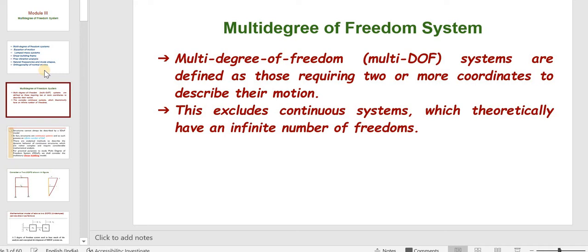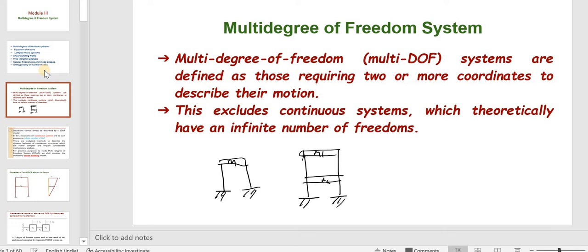For example, if I am having an arrangement like this, one mass with a single beam and column, then another arrangement with 2 stories, that is, I am having M1 and M2, like this 2 story. So this is an SDOF system, and this is an MDOF system. That's the difference between SDOF and MDOF. We have already discussed this.